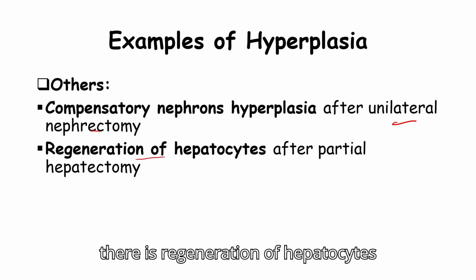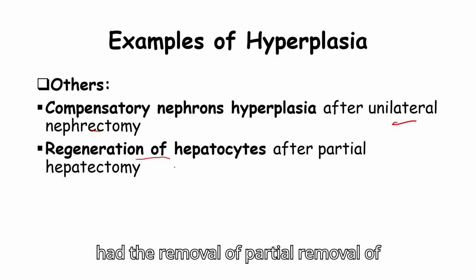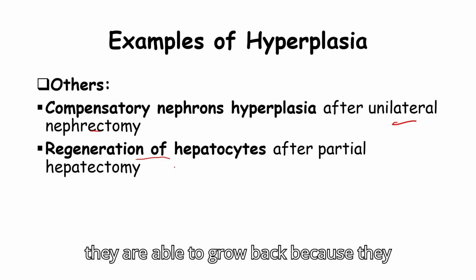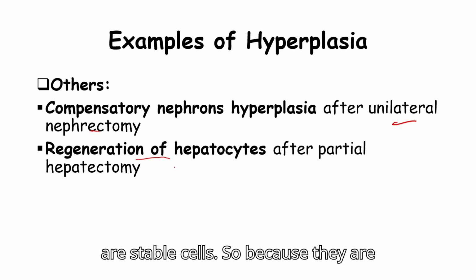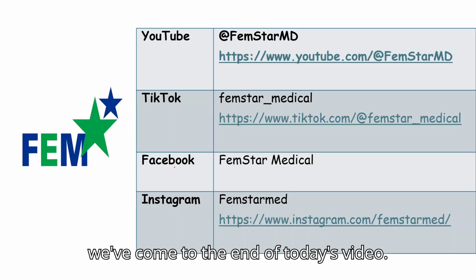And then the last one there is regeneration of hepatocytes after partial hepatectomy. So if somebody had removal of part of their liver, the remaining part of the liver could grow back. And the way they're able to grow back is because they are stable cells. Because they are stable cells, they can go into the cell cycle and divide, and that could increase their size back to normal. And I think we've come to the end of today's video.